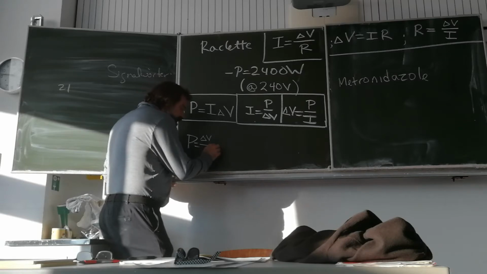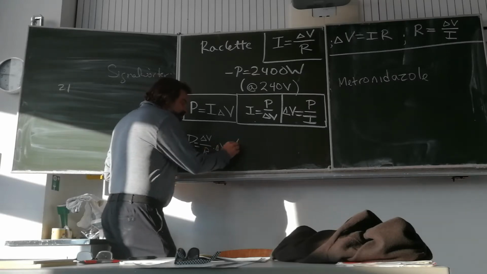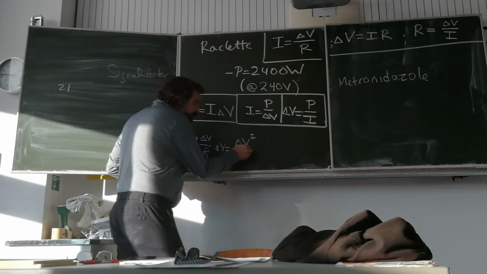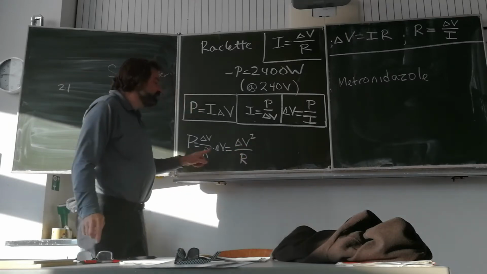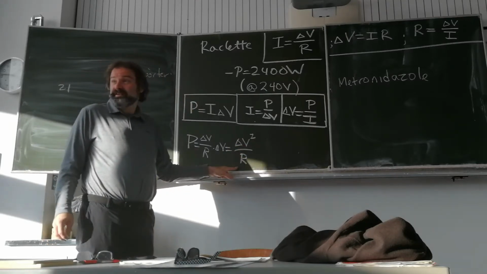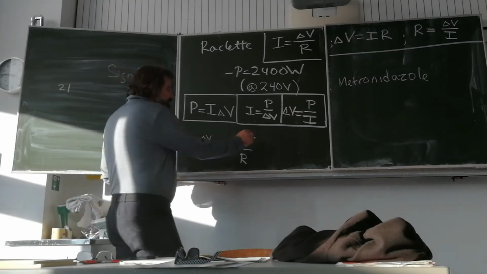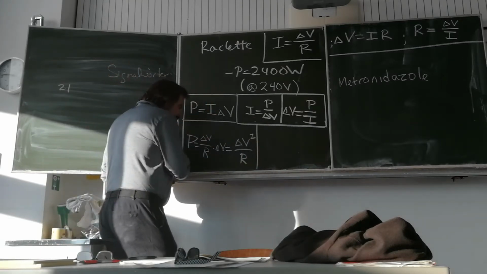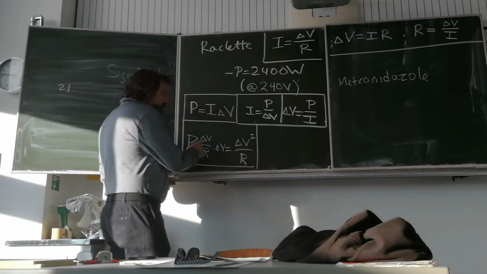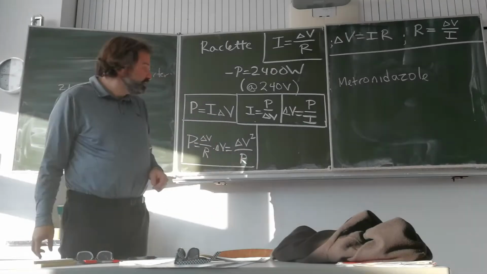And that's correct. That would then be delta V squared over R. So P equals delta V squared over R. Agreed? Cool. That's nice. So we have a new equation. This one. That's just how we got there. But there is our new equation.